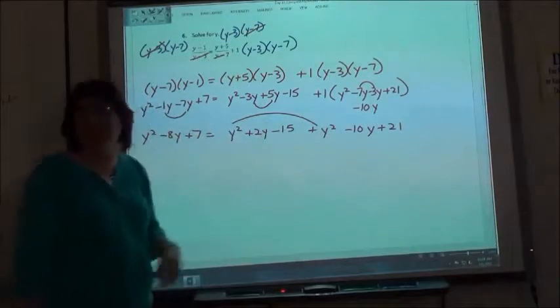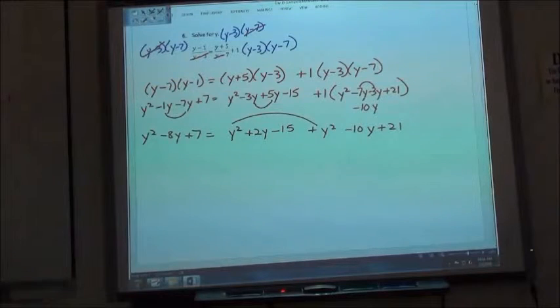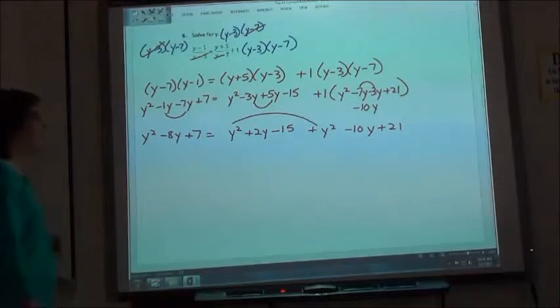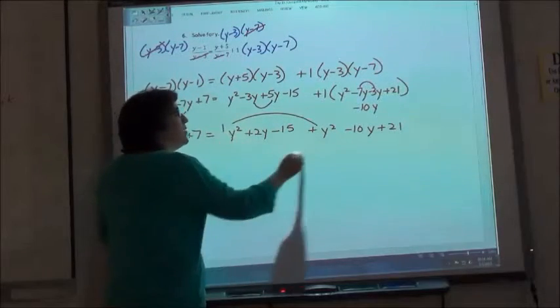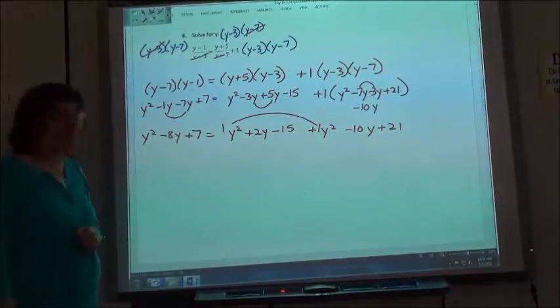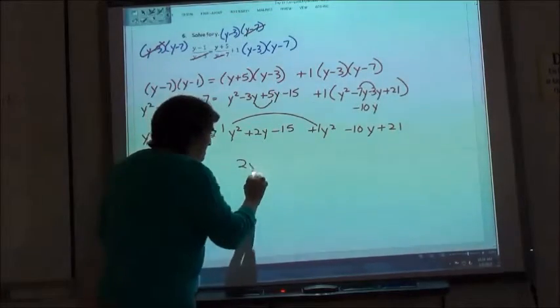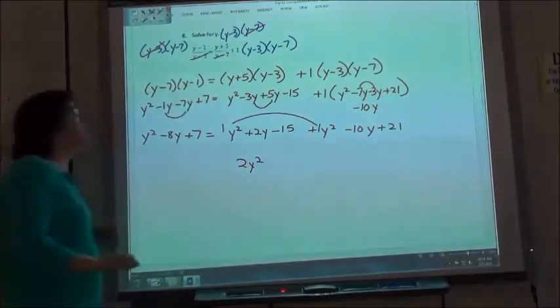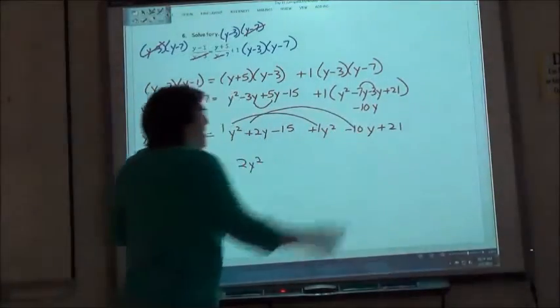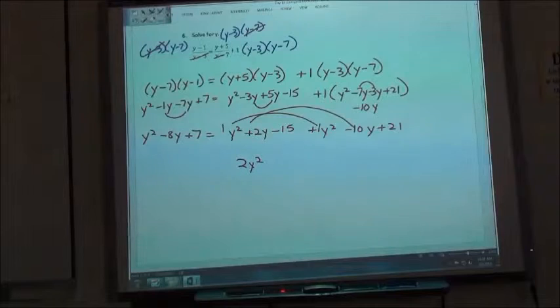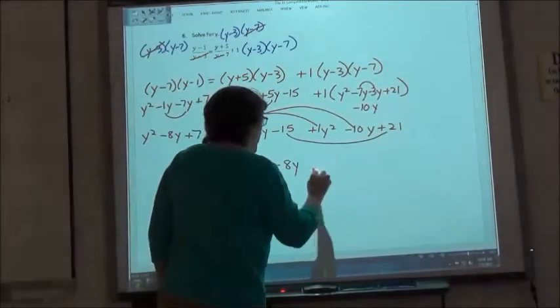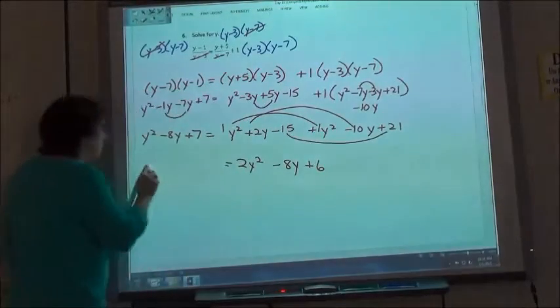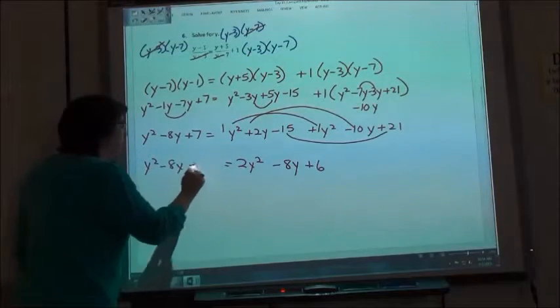Yes, you're trying to move stuff. Yeah, shorten this problem up, though. Okay, 1y squared plus 1y squared is 2y squared. Then we're going to have minus 8y plus 6. That's going to be equal to our y squared minus our 8y plus our 7.